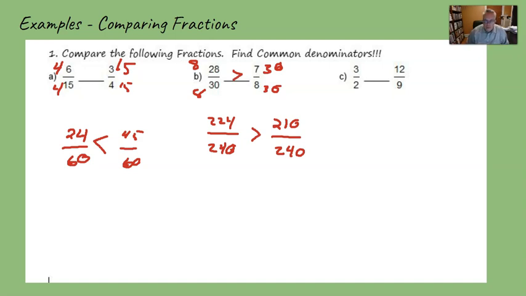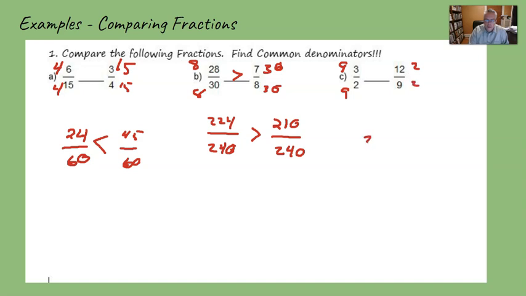So, as I mentioned, there are several other ways. You can find the decimals of both fractions. That's an easy way to do it. There's a cross-multiplying way. But, like I mentioned, I want to focus on common denominators. So, I'm going to multiply this one by 9 and this one by 2.